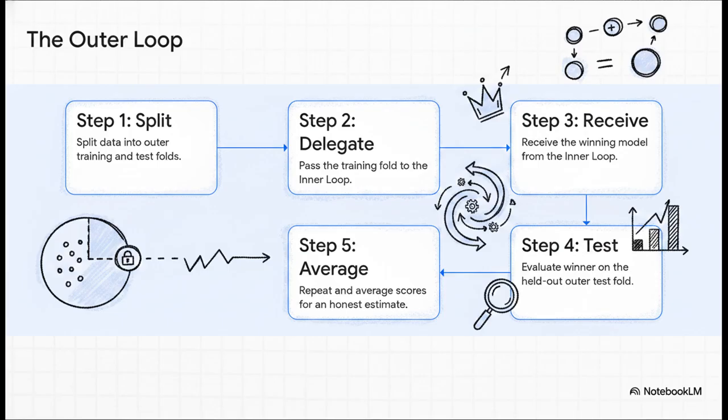That's the outer test fold. This piece of data is sacred. The selection process will never, ever get to see it. The outer loop then hands the rest of the data to the inner loop and just waits. When the inner loop comes back with a champion model, the outer loop finally tests it on that fresh, completely unseen data. The score you get here, that's your real, unbiased estimate.